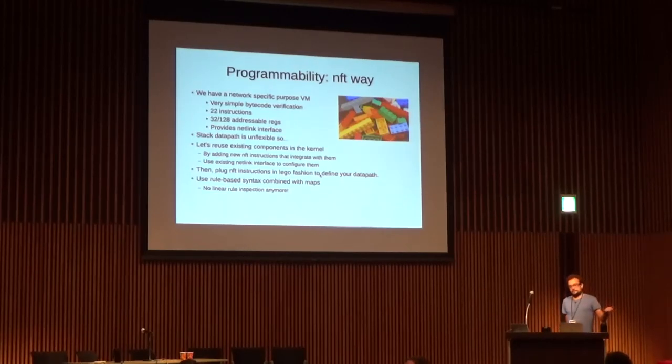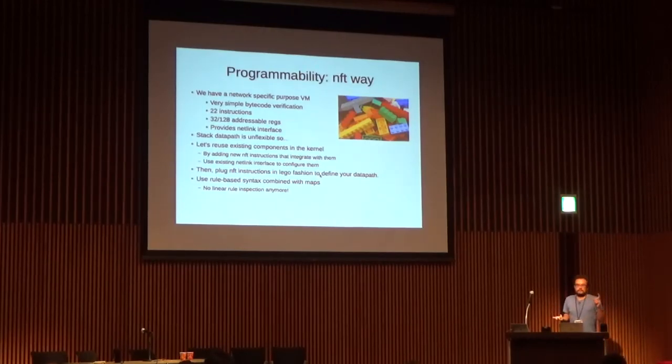So the stack data path is inflexible, so let's try to reuse the components that we have in the kernel. nftables is in the kernel. So what we can do, as Florian exposed, is that we are now going to have a FIB expression. We could use this FIB expression from ingress, so we can define our data path. We can remove layers, but in case, for example, we want to look up the FIB and then decide on what interface to put the packet, we just make the rule to achieve this.